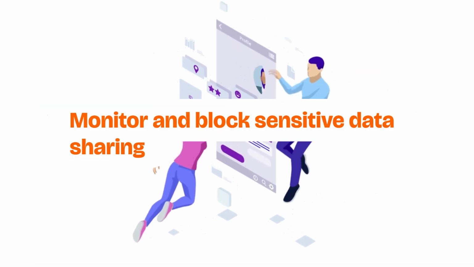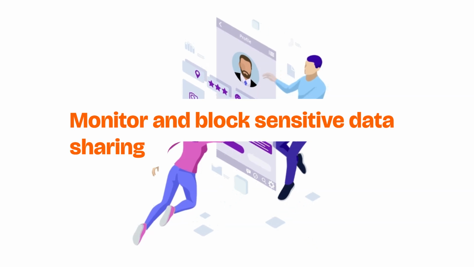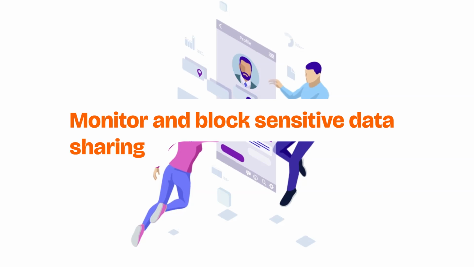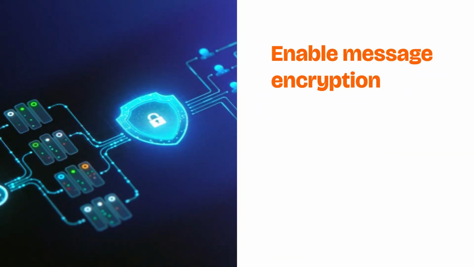Set up data loss prevention policies to monitor and block sharing of sensitive data. Configure DLP alerts for risky uploads. Configure message encryption for one-on-one calls in Teams to keep conversations secure. Enable this in the admin center and notify staff.